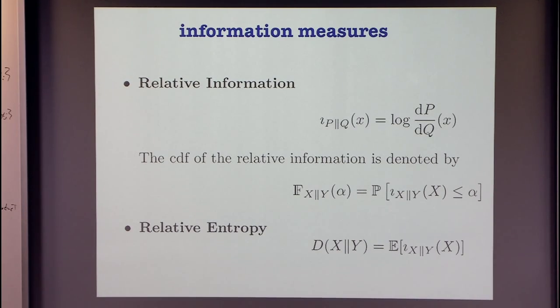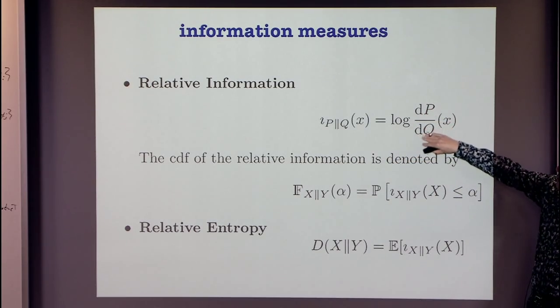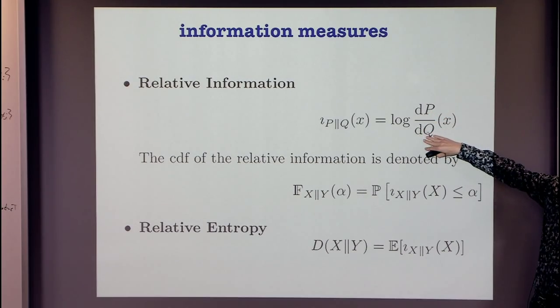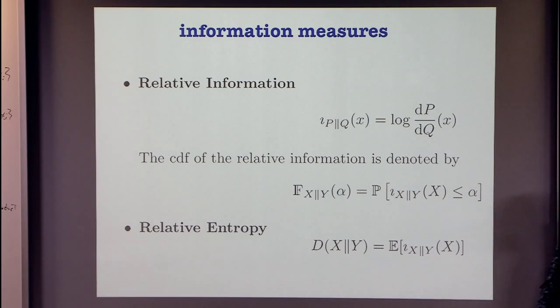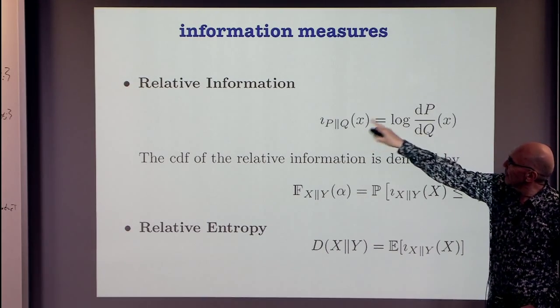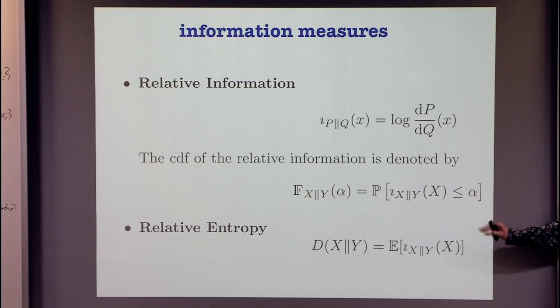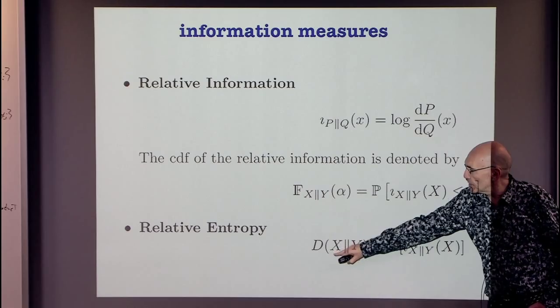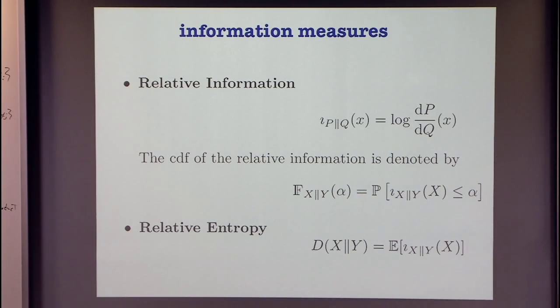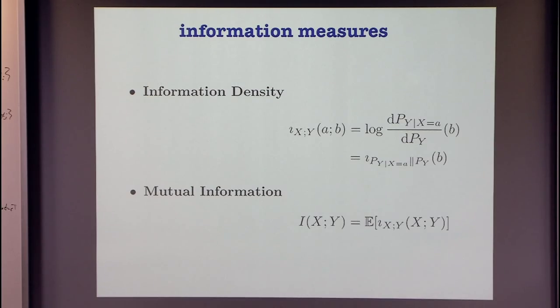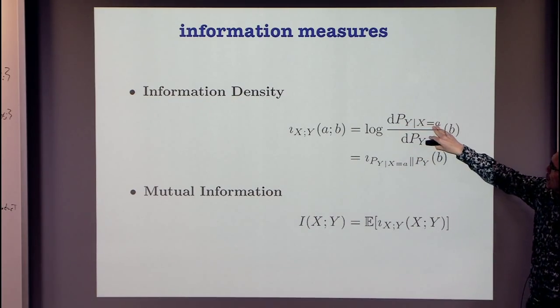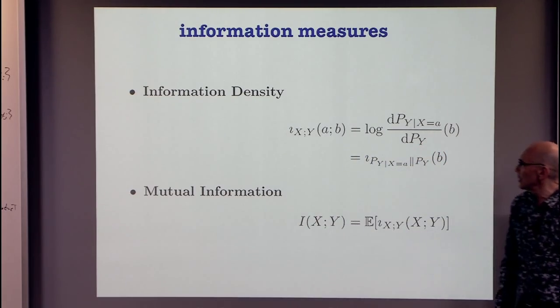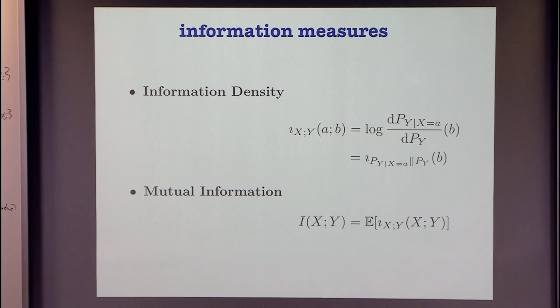What you need to know about information measures is just the notation, and you're going to see this quite a bit in the talk. The logarithm of the Radon-Nikodym derivative between P and Q, I'm going to denote as this. That's what we call the relative information. And of course, the expectation of that with respect to P is the relative entropy. But very important for what I'm doing, it's not just the expectation of that random variable, but its distribution. The CDF of the relative information, sometimes we call the relative information spectrum. In the special case where you have a conditional distribution and an unconditional distribution, then we call that the information density. Of course, its expectation is the mutual information.